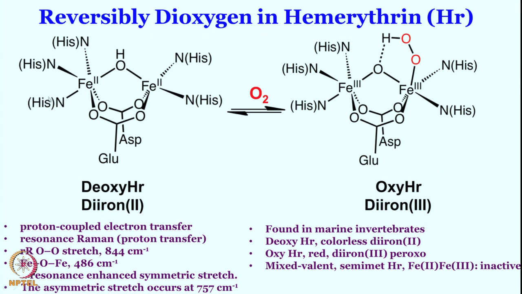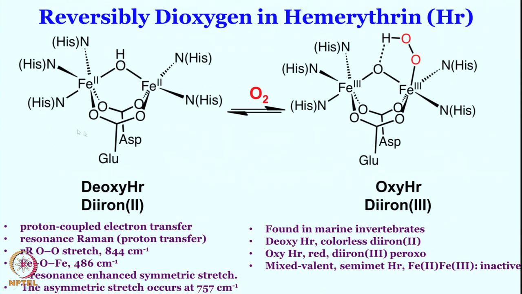These do not have a porphyrin ring, but have simple histidine ligation. These histidine ligations are quite phenomenal, quite important, because they provide the opportunity for these species, invertebrates, to carry oxygen. Before oxygen binding, it was a colorless species.